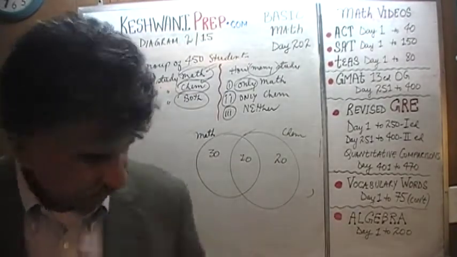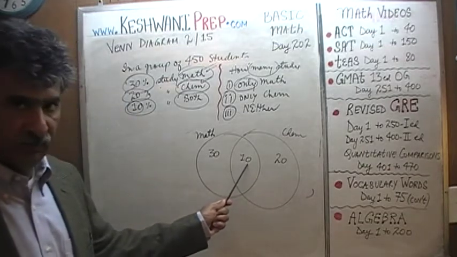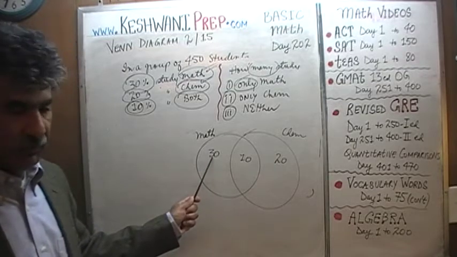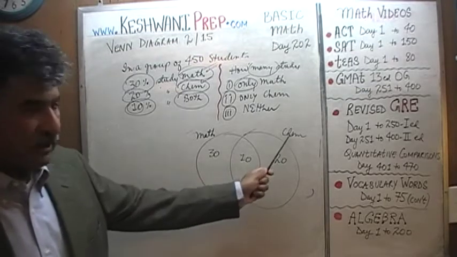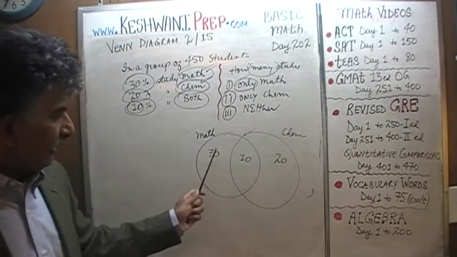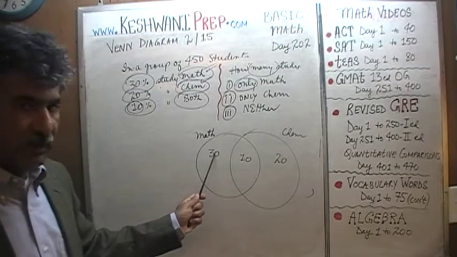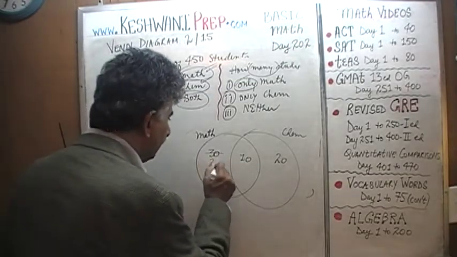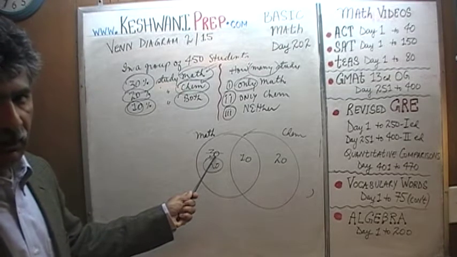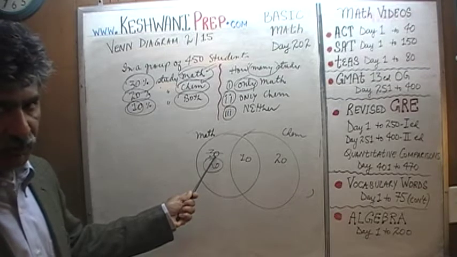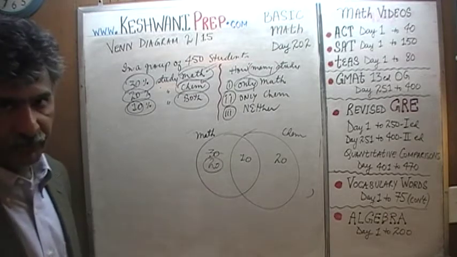As soon as we put any number in the common area, these 10 people who study both are first counted as a part of these 30 people who study math. Out of these 30 people, 10 also happen to study chemistry, which means there are only 20 people who study only math. It is true that 30 people study math out of 100, but out of those 30, 20 study just math. The other 10 also happen to study chemistry.